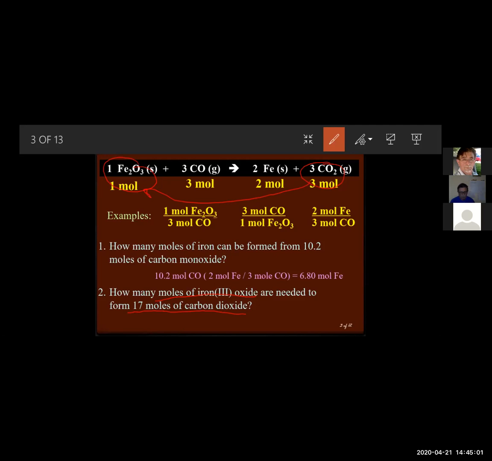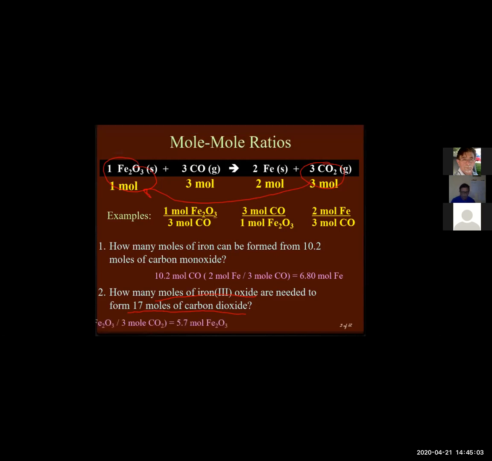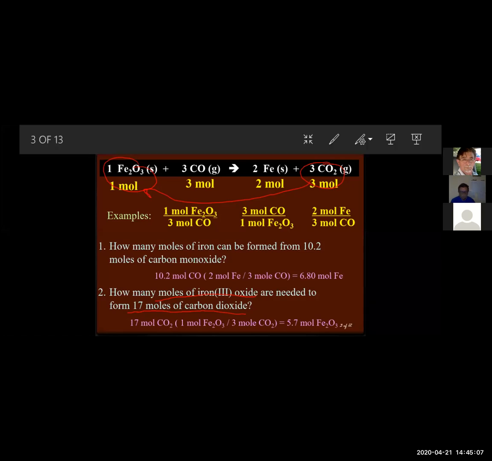Okay. So we set up the problem as follows. 17 moles carbon dioxide is what we're given. The 1 mole of iron 3 oxide for 3 moles of carbon dioxide, that comes from the balanced chemical equation. Note our units, carbon dioxide cancels out, leaving us with iron 3 oxide. Now, to do the math, it's 17 divided by 3. Your answer is 5.7 moles of iron 3 oxide.